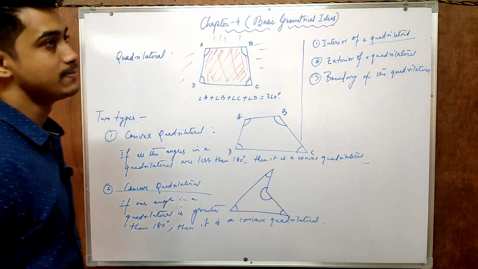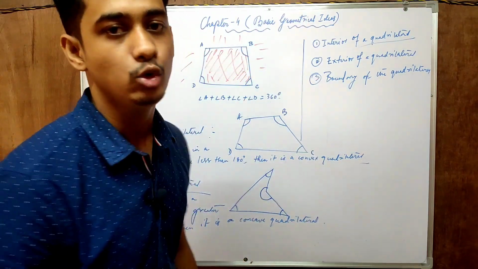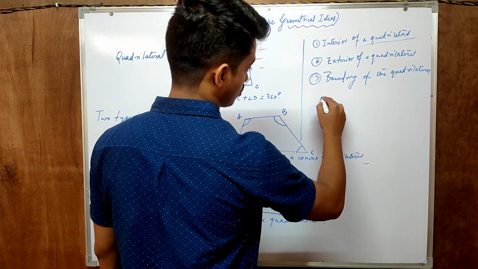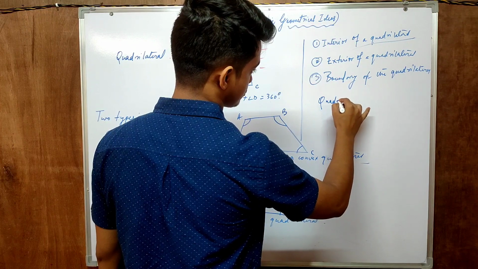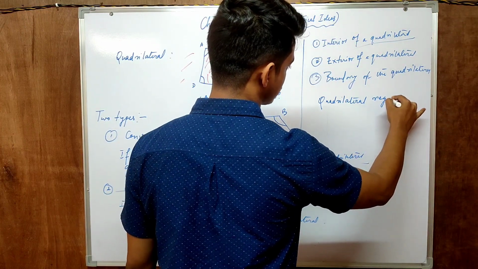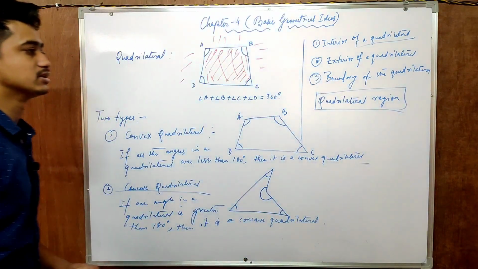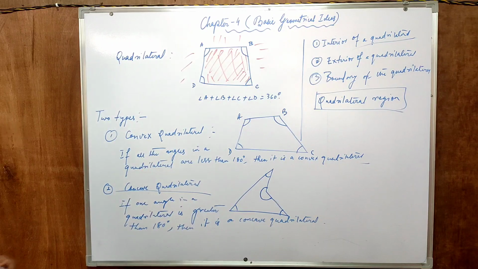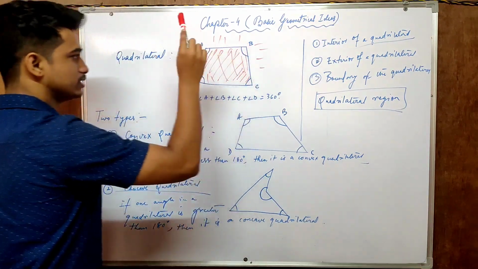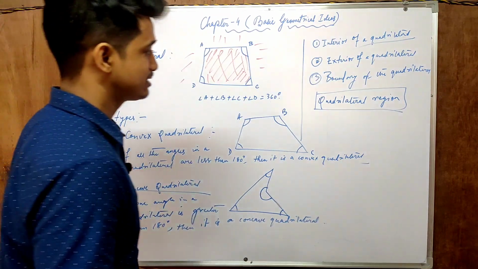Now, one question is that if someone asks you what exactly the quadrilateral region looks like, focus. Quadrilateral region, what exactly does this topic mean? Quadrilateral region means boundary of the quadrilateral as well as the interior portion.